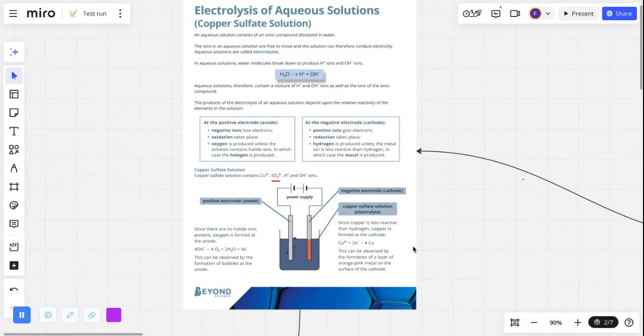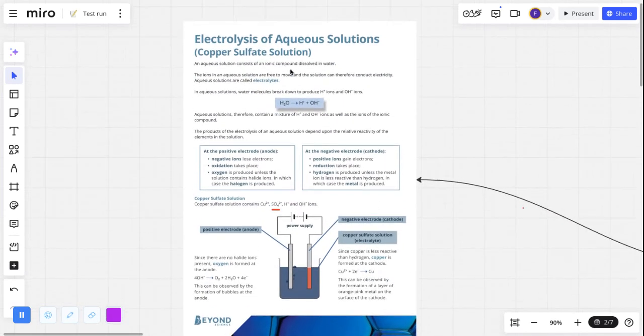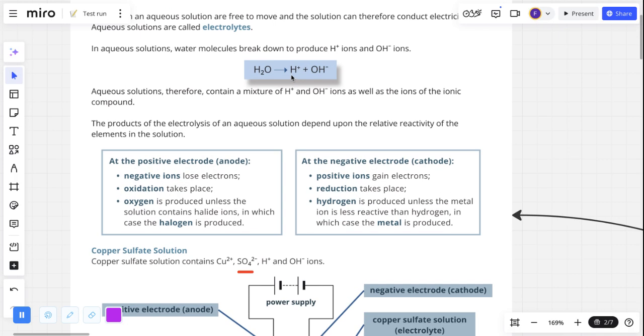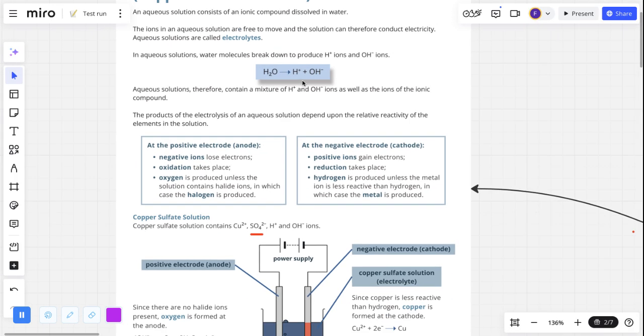So this is a slightly different, slightly strange one. This is copper sulfate solution. In aqueous solutions, you always have this equilibrium reaction. You have H2O, or water, breaking down to H+ and OH- ions. You still have the same thing.